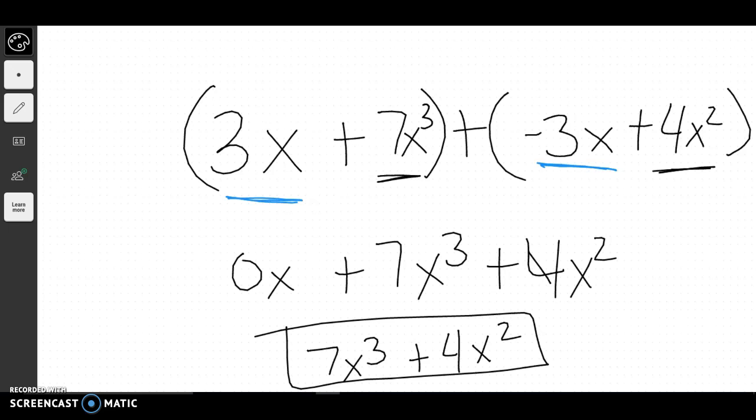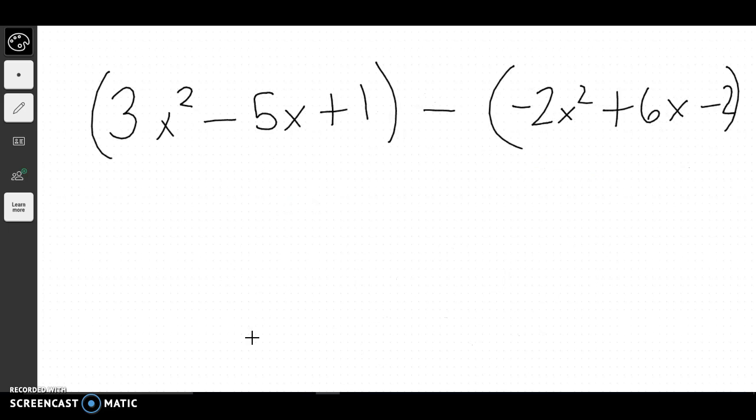Okay, let's try another example. Okay, this problem is subtraction. Subtraction is much harder than addition in the fact that more people struggle with subtraction than they do with addition normally. Here's my recommendation. I find all my like terms. So I know the 3x squared and the negative 2x squared are similar. I know my negative 5x and my 6x are similar. I know my 1 and my negative 2 are similar.